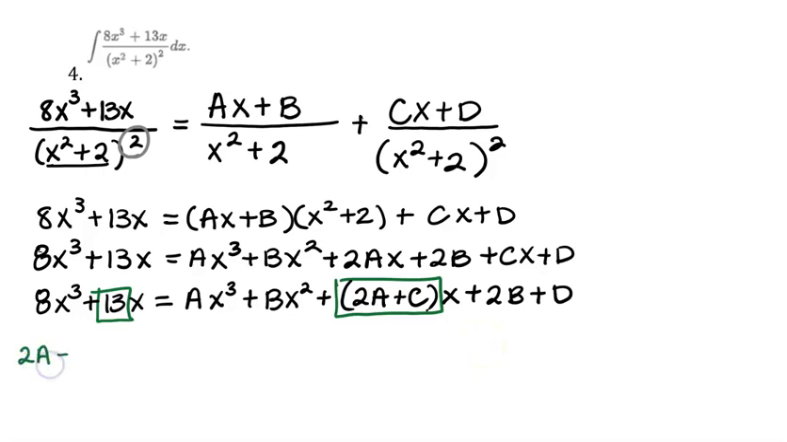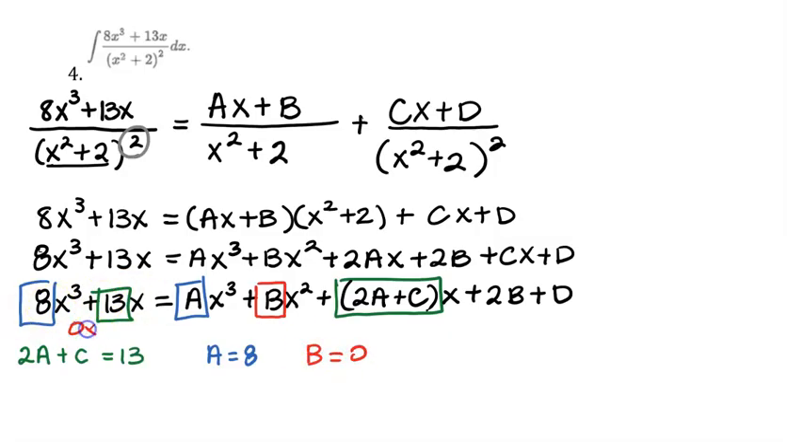So I know that 2a plus c is equal to 13. I can see what's in front of x cubed on both sides of the equation, so I know that a is equal to 8. I can see what's in front of x squared on both sides of the equation because there is no x squared on the left side. So that means that b must be equal to 0 because there's like a 0x squared here. And then the term that has no x, the 2b plus d, must be equal to 0 because there is no term with no x on the other side. There's like a plus 0 there.